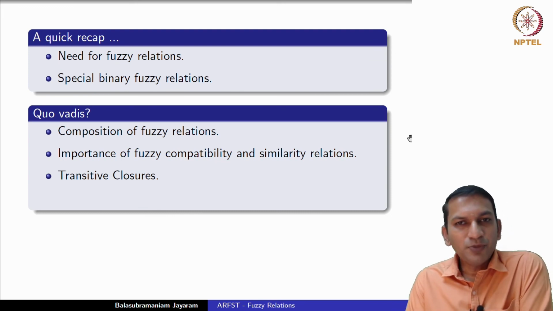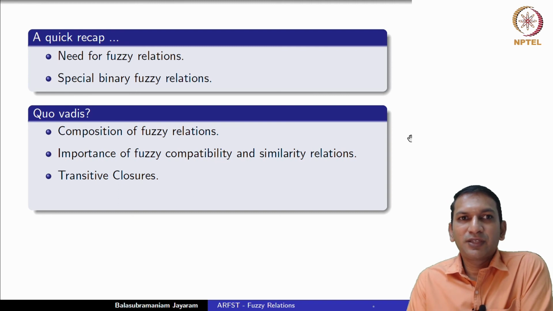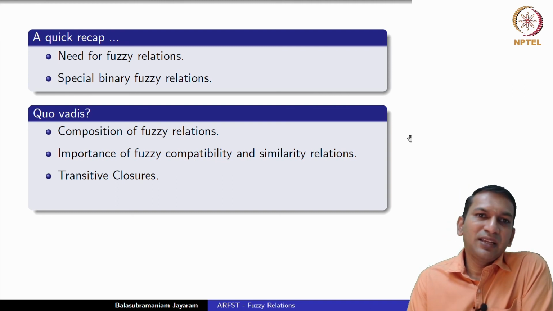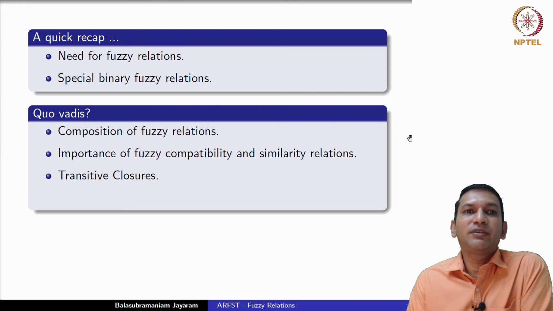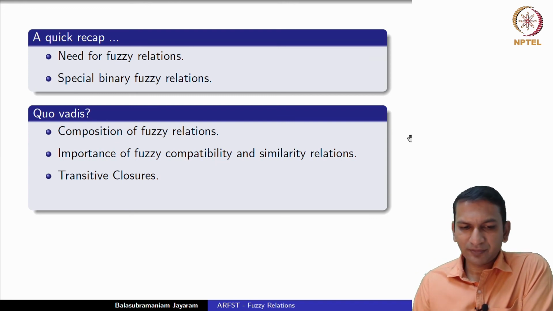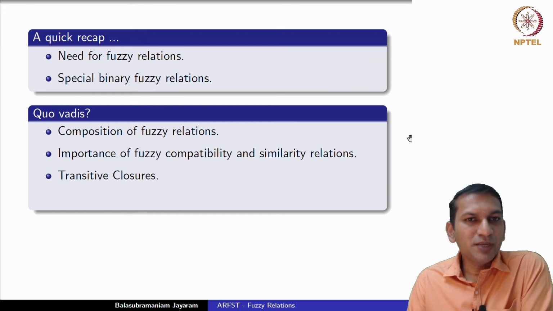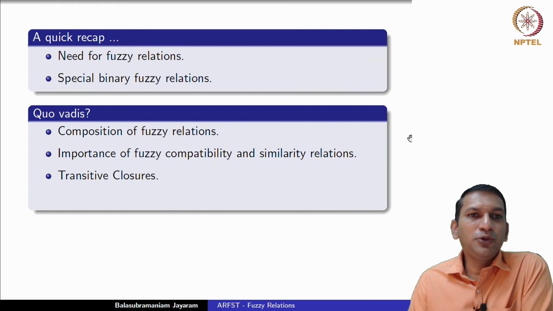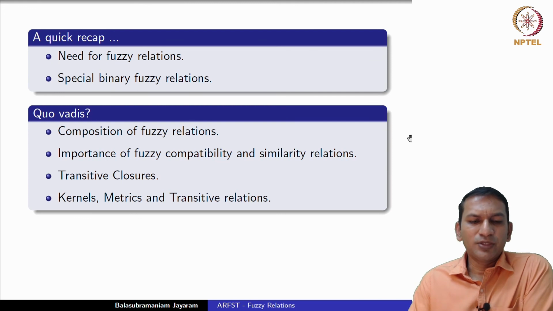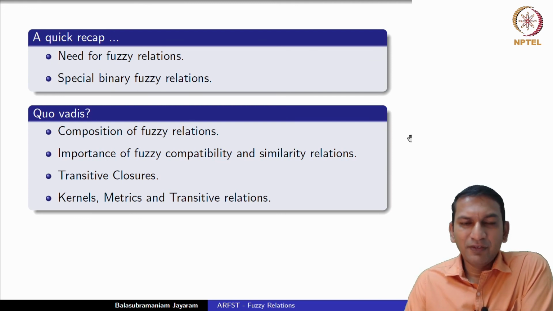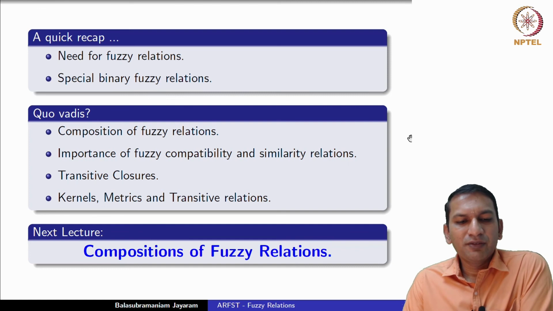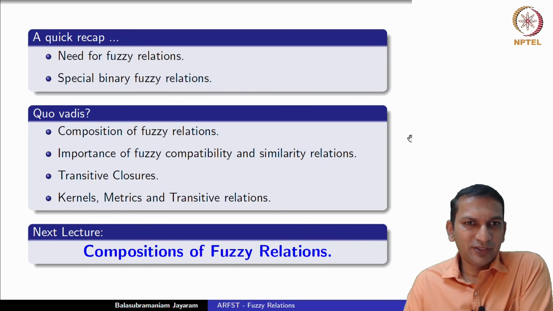In fact, a large part of this week, the different lectures that we will have, can be seen as elucidating the importance of transitivity of a fuzzy relation and its relationships to many other concepts that do not readily spring to mind when we are talking about relations. Those are kernels and metrics. We will also see how these are related to transitive relations. In the next lecture, we will deal with compositions of fuzzy relations.